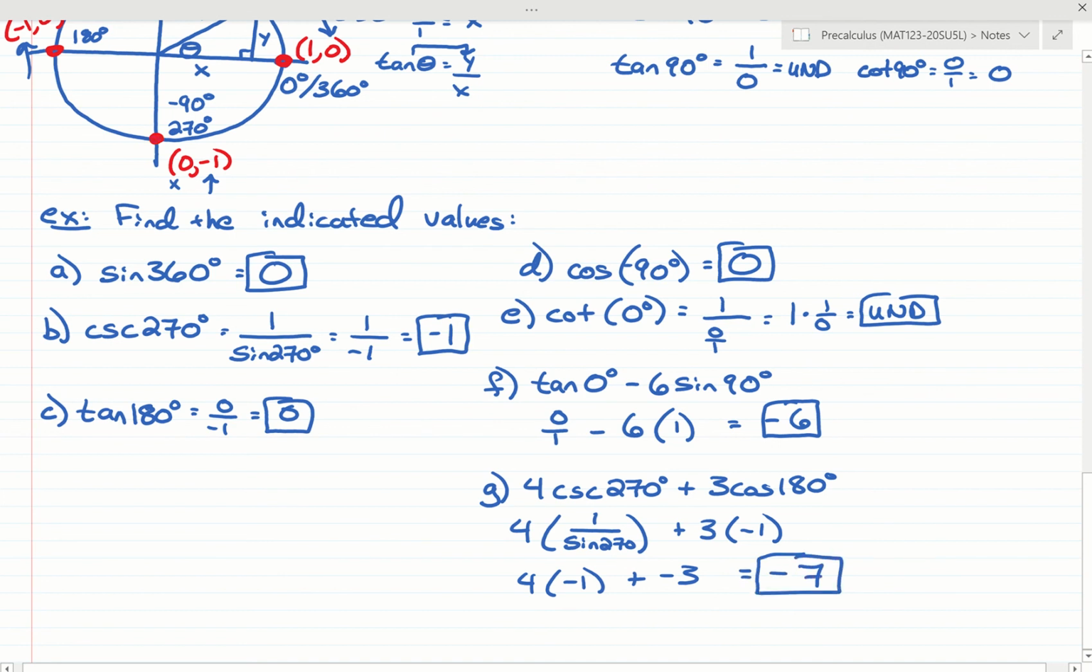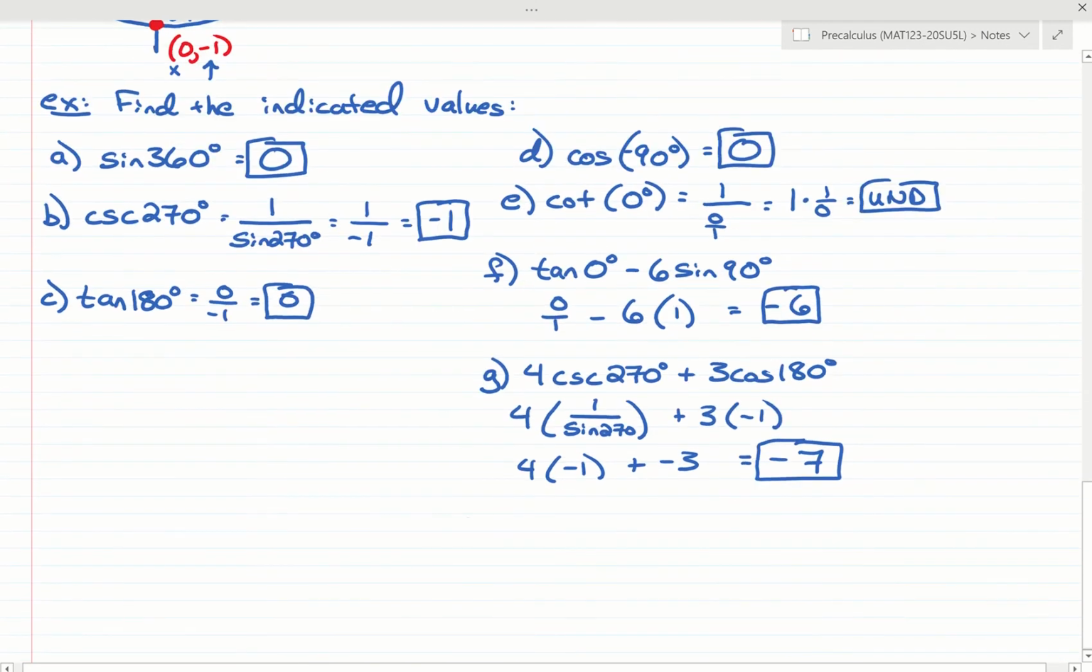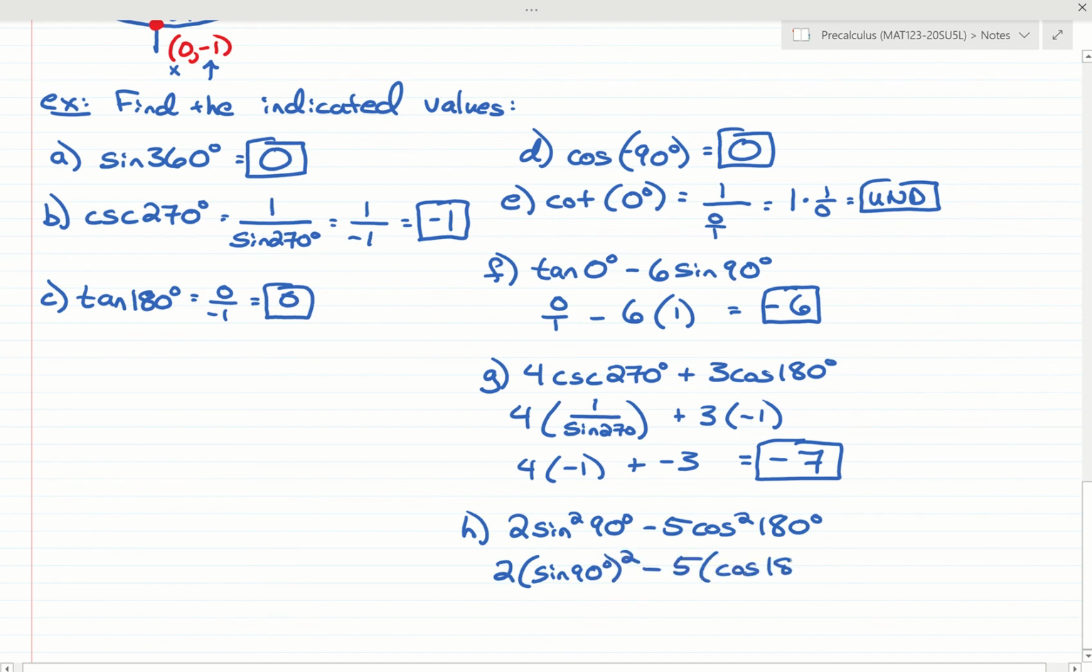We'll try one more. How about 2 sine squared of 90 degrees minus 5 cosine squared of 180? Now what this notation means is 2 times the sine of 90 squared minus 5 times the cosine of 180 degrees squared.